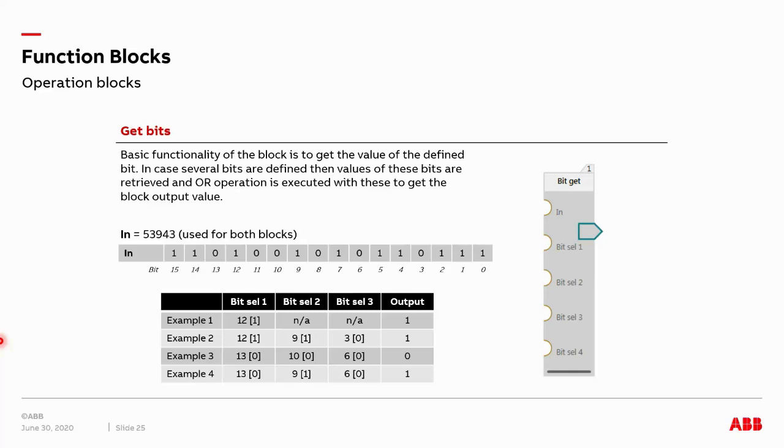Example 3, I'm looking at bit 13, which is a 0, bit 10, which is a 0, and bit 6, which is a 0. So my output would be 0 or false. And then the last example, bit 4, I have bit 13, which is 0, bit 9, which is 1, and then bit 6 is my last select, which is 0. That would output 1 as well.